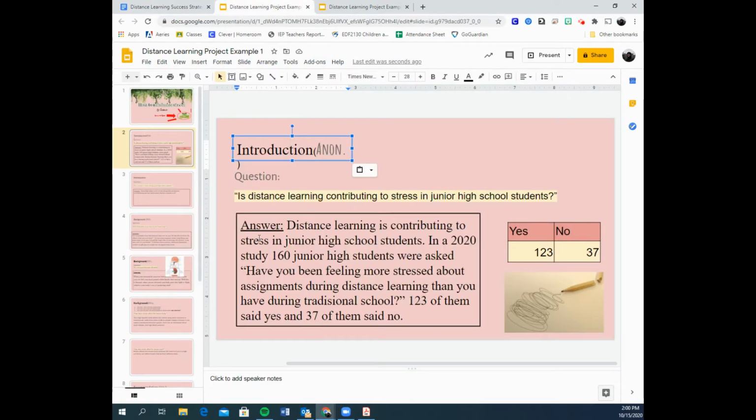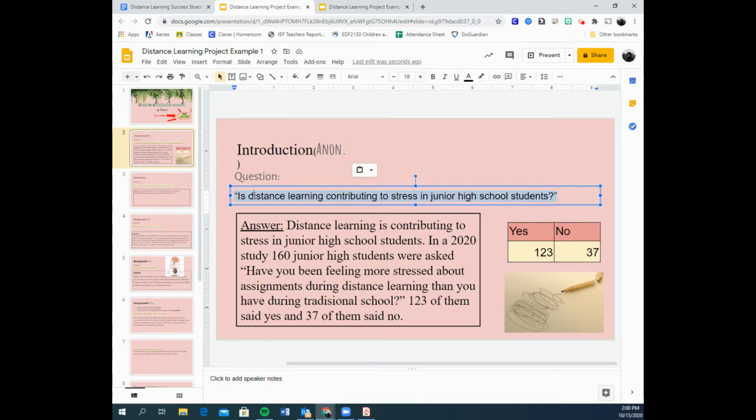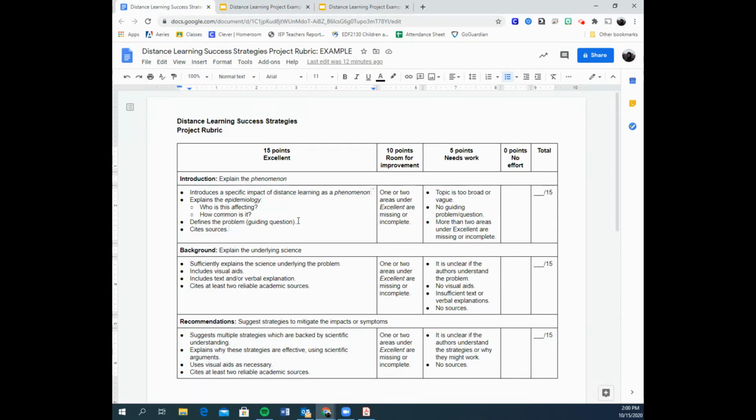Okay. So they start out, is distance learning contributing to stress in junior high school students? So this is a really good guiding question. Very good. So already we know that this defines the problem.